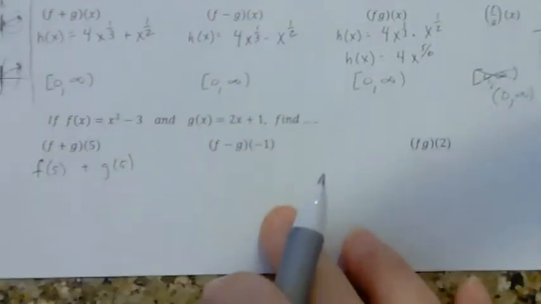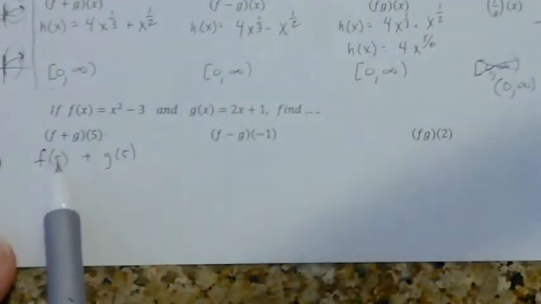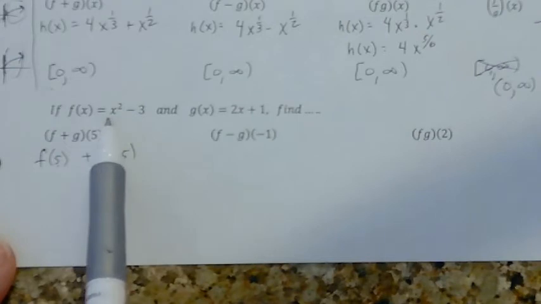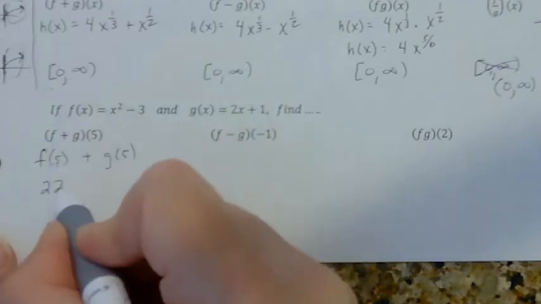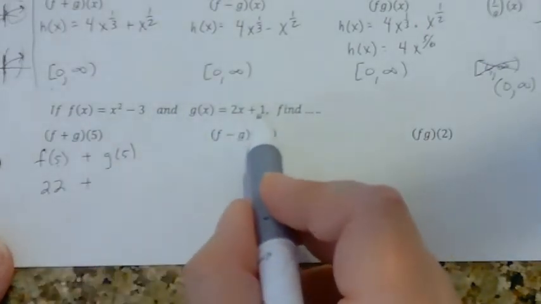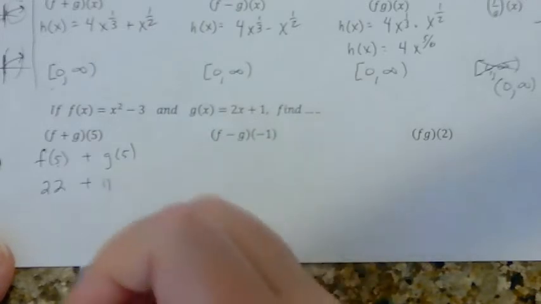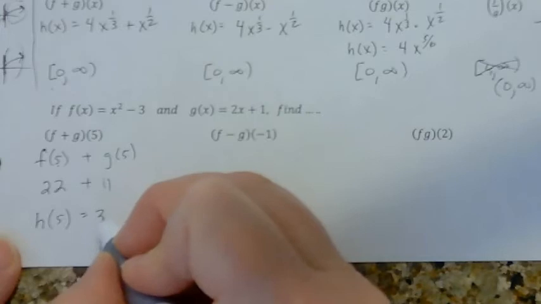We could write this out, but I would imagine most of you will do this in your head. So I'm going to put 5 in place of the x in the f function. 5 squared is 25, subtract 3 is 22. And I want to add the output at g of 5. So I'm going to put 5 in for x here, and I get 11. So if I wanted to find the new function at 5, it would be 33.